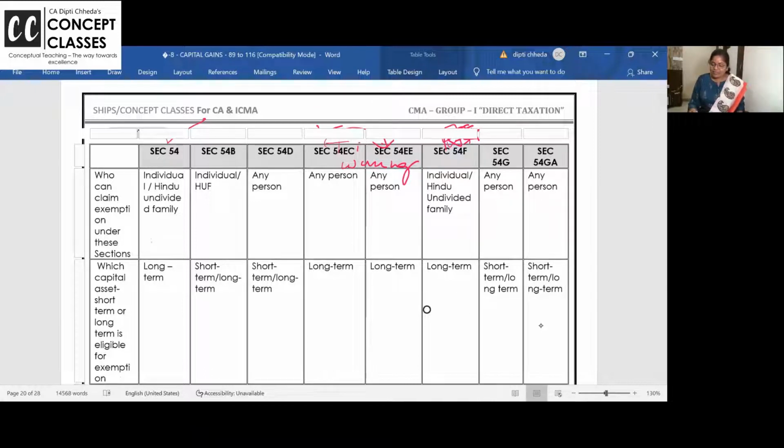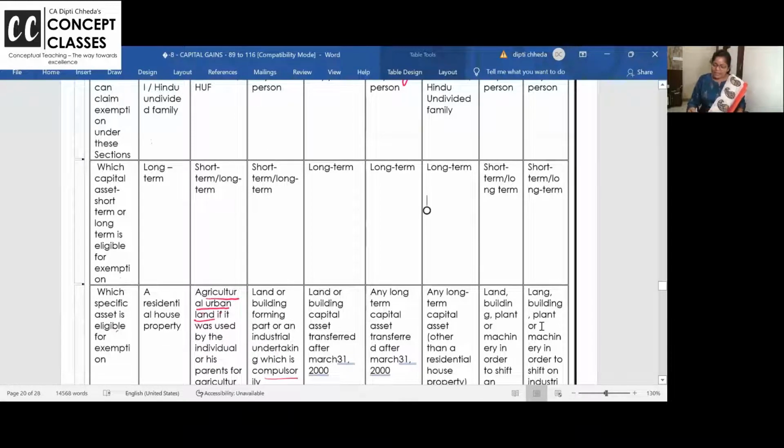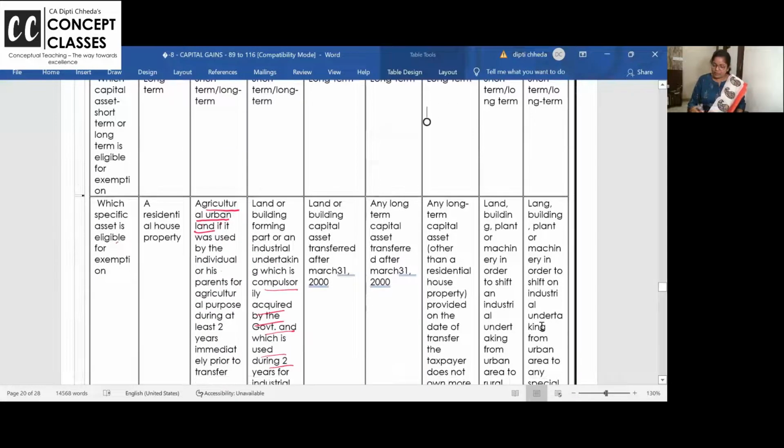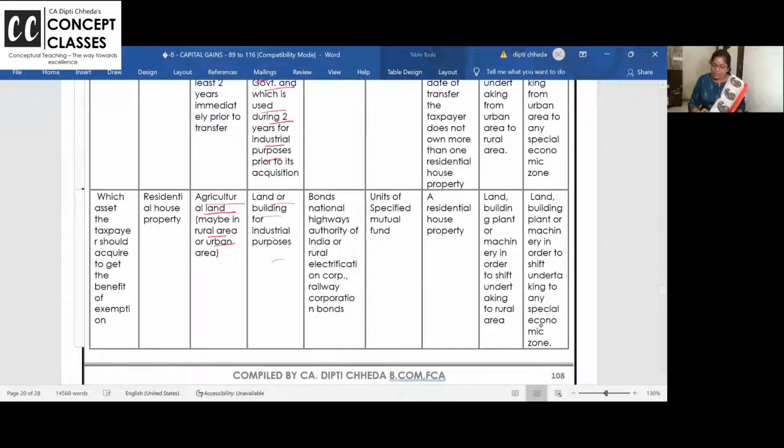Okay, what is 54EC? And I told you it's very popular because it's very easy. पहले 54EC करते. Any person, which capital asset, long term. क्या sell कर रहे हैं आप? Land or building after March 2000 because that's where it started. And what you need to buy? Bonds. Bonds are government debentures you have to purchase.